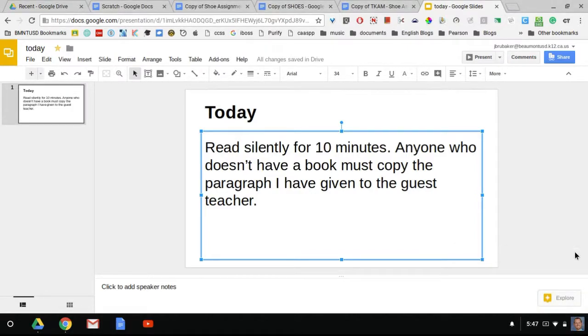Today we will start by silent reading for 10 minutes. On Friday, we all went to the library to pick out books. If you forgot your book today, since we went to the library on Friday and everyone got a book, then today you're going to have to copy the paragraph that I have provided to the guest teacher. So today you'll either be reading your book for 10 minutes or copying the paragraph.